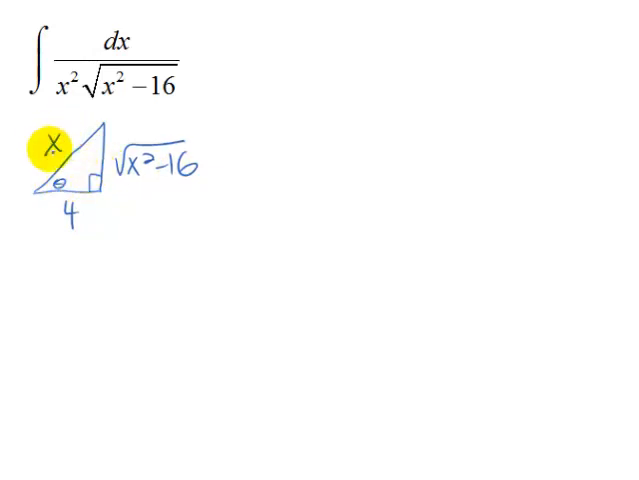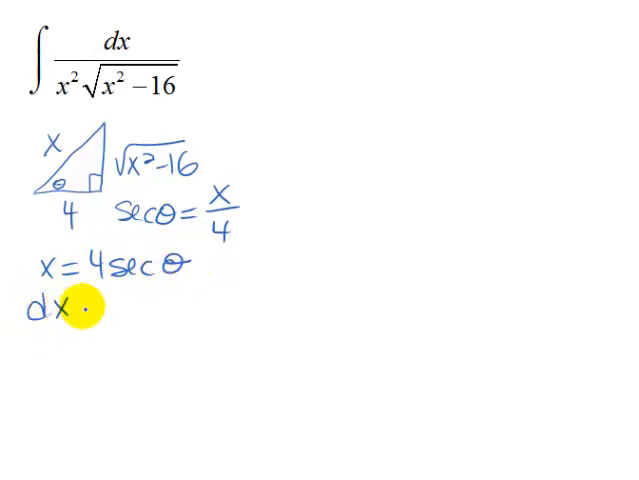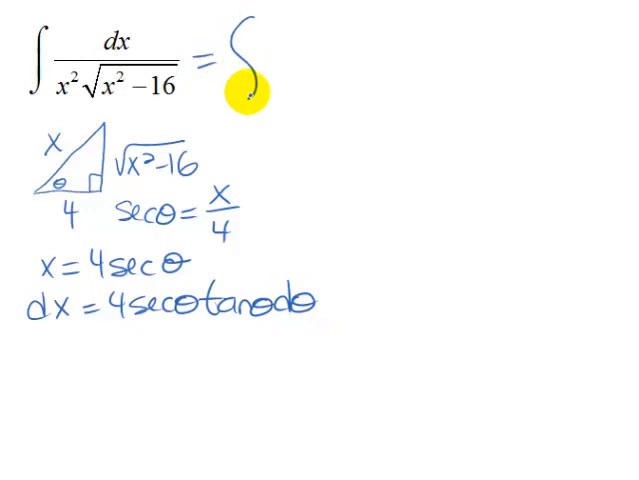So the trig function to relate these two, and I want x to be on top, so that's going to be secant theta. That's going to be hypotenuse over adjacent. And so x would be 4 secant theta, and dx would be 4 secant theta tangent theta d theta. I have everything figured out then to do the substitution.